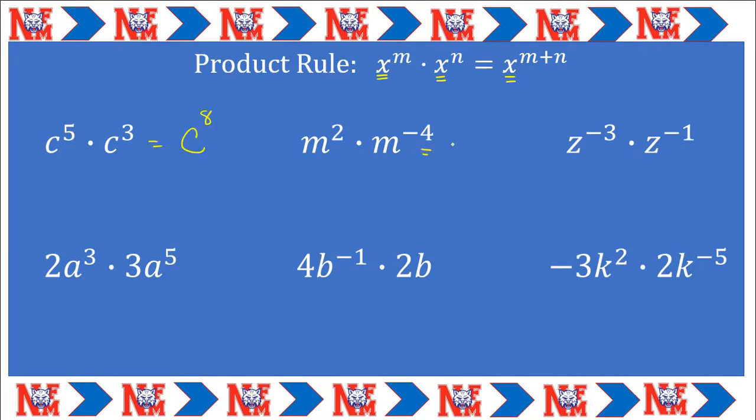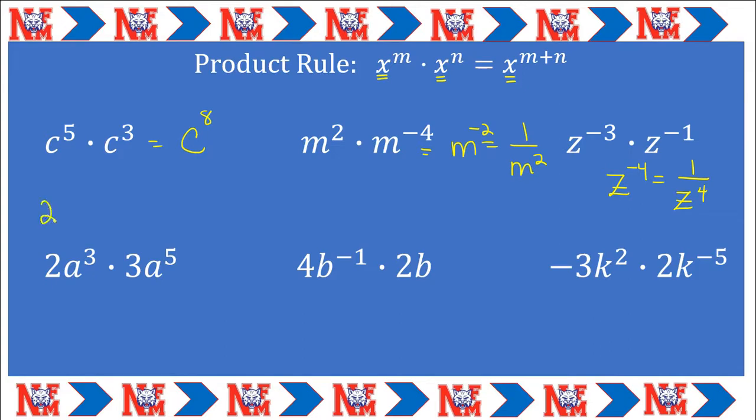Here we add exponents, and we get m to the -2, but we can't leave it as a negative exponent. In this case, we have z to the -4. We reciprocate and have 1 over z to the 4th.